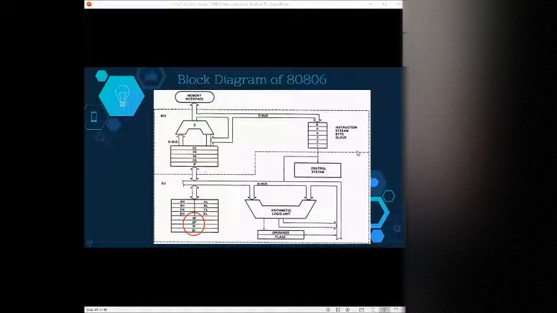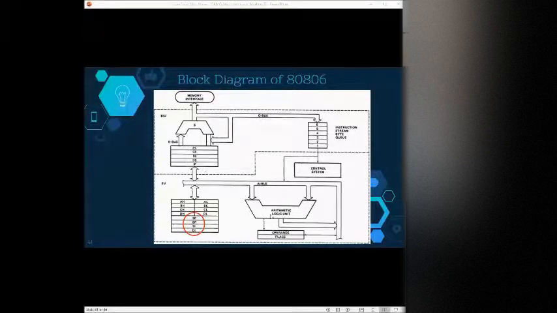Understand? Okay, let's go back. What is this? What is this side? Instruction queue. Okay, good. This side? Stack register. What is this side? It's the segment register. And this, with the red? Very good, the general purpose. So that's the main part.